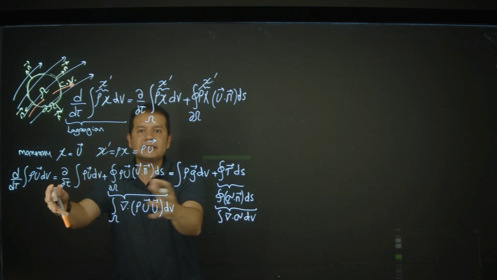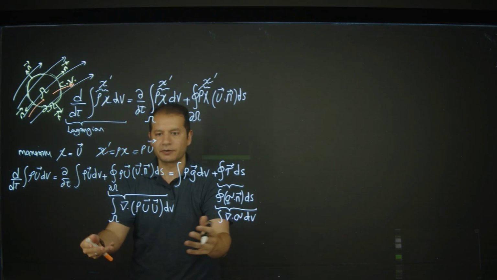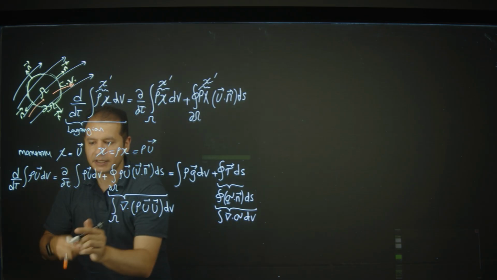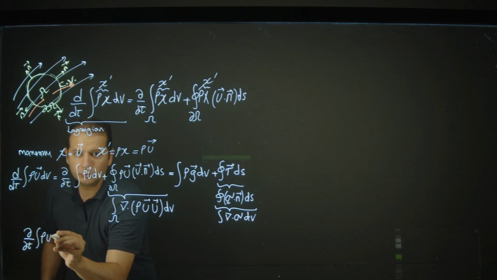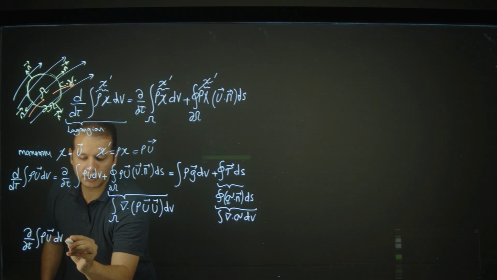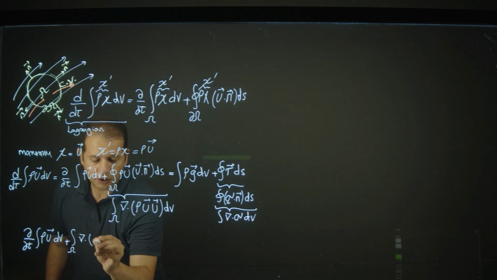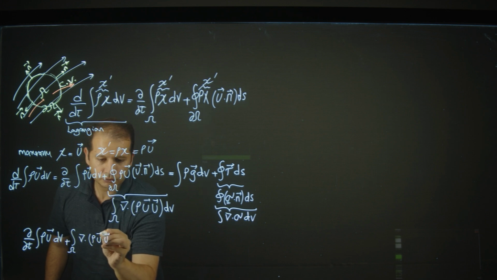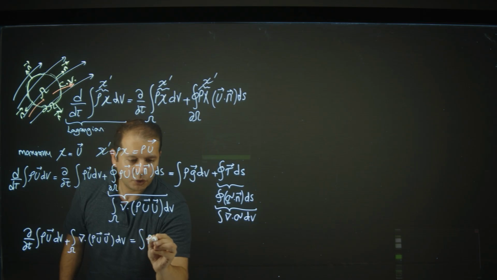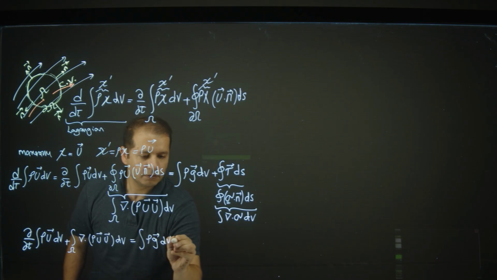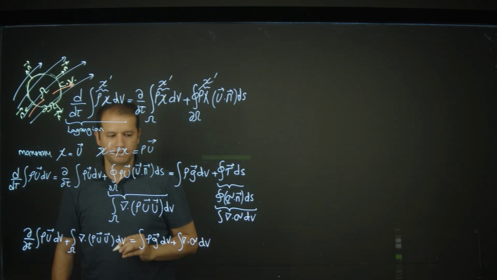And so I can clean it all up and then write one equation in which the integration of dv is everywhere. The first term here is d/dt of rho u dV plus integration over the volume of divergence of rho u dV. That's equal to integration of rho g dV plus integration of divergence of stress dV.